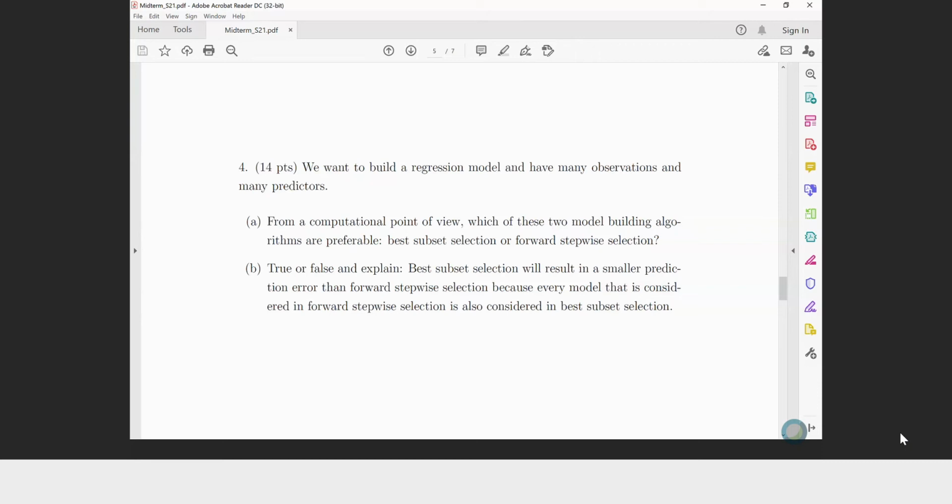So you can say if we consider the training errors, definitely best subset selection will result in a smaller training error than forward stepwise selection. But that does not mean it will result in a smaller test error. You know that. That's the thing there.